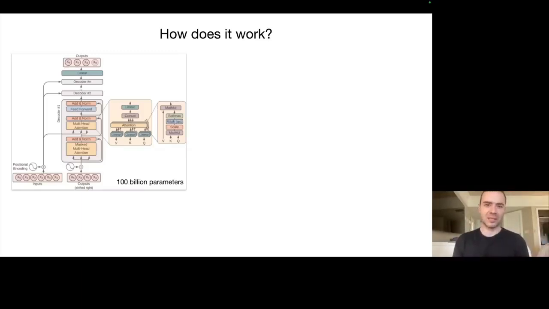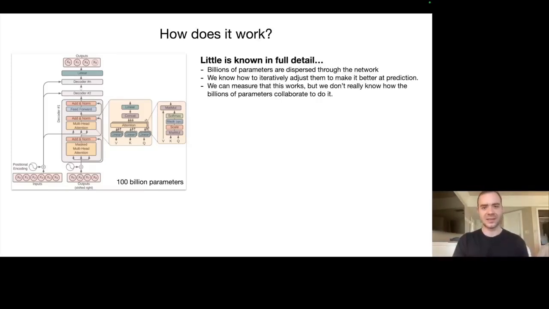Now, what's remarkable about these neural nets is we actually understand in full detail the architecture. We know exactly what mathematical operations happen at all the different stages of it. The problem is that these 100 billion parameters are dispersed throughout the entire neural network. So basically, these billions of parameters are throughout the neural net.